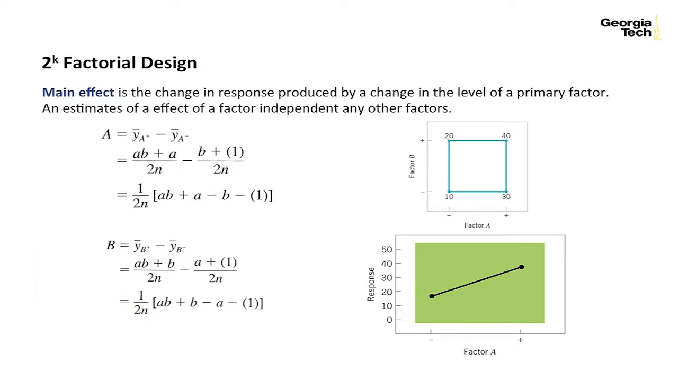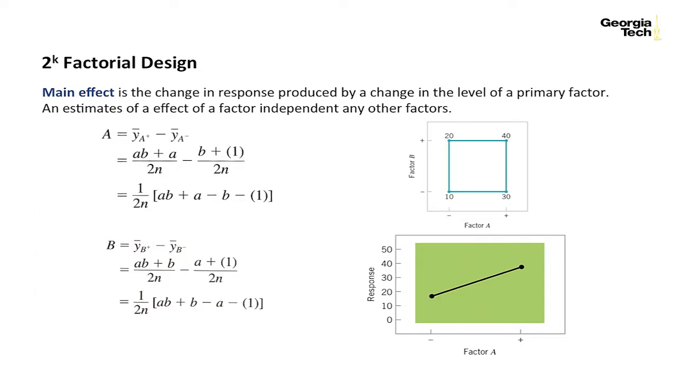Let me introduce you to some terms. The first one is the main effect of each factor. Basically, when we change the level of a factor, what would be the effect on the response variable? That's called the main effect. And how do we calculate the main effect for each factor? It's the average value when one factor is at a high level minus the average value when that factor is at low level.